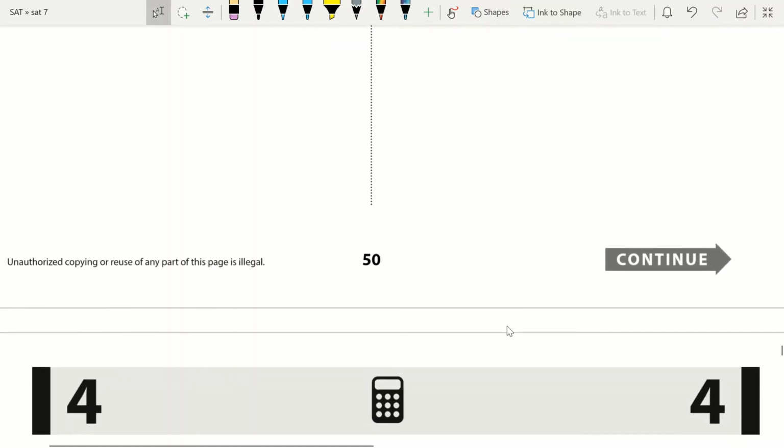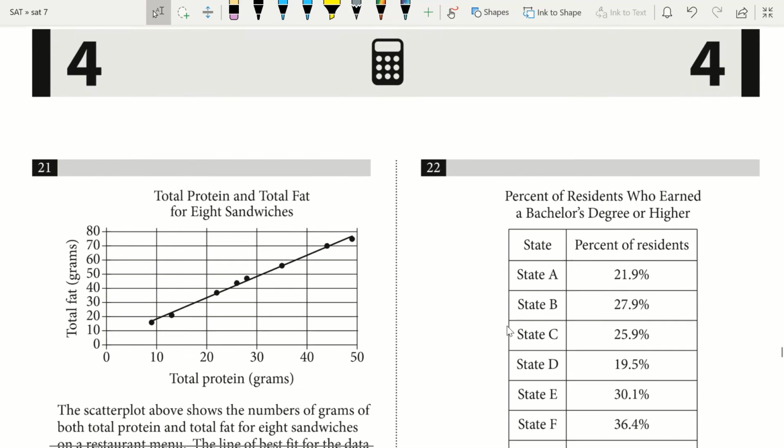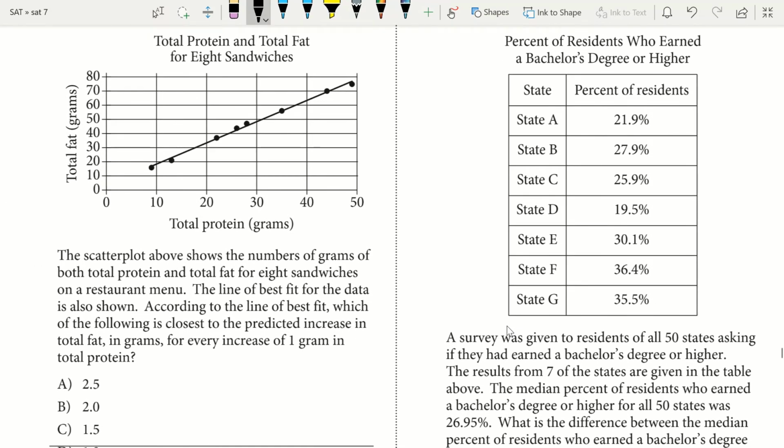All right, moving on, we've got question 21. We've got total protein and total fat for 8 sandwiches. Total fat's on my y-axis, total protein's on my x-axis. The scatter plot above shows the number of grams of both total protein and total fat for 8 sandwiches on a restaurant menu. The line of best fit for the data is also shown. According to the line of best fit, which of the following is closest to the predicted increase in total fat in grams for every increase of 1 gram in protein?